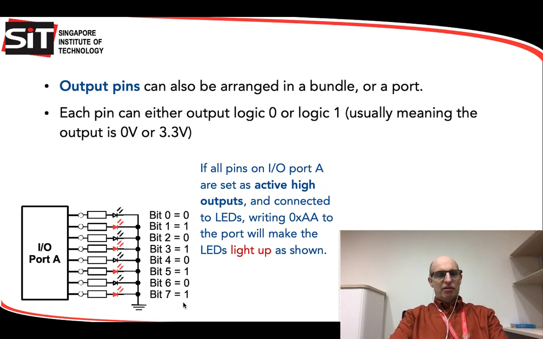And if we were to connect our output pins to a suitable resistor and an LED and then down to ground, then if all the pins on the I/O port A were set as active high outputs and they were set to output the pattern 1010 1010, well, that's actually hexadecimal AA, then we would see the LEDs light up like this. On, off, on, off, on, off, on, off. That's the kind of way that we use GPIO pins, as inputs or as outputs.